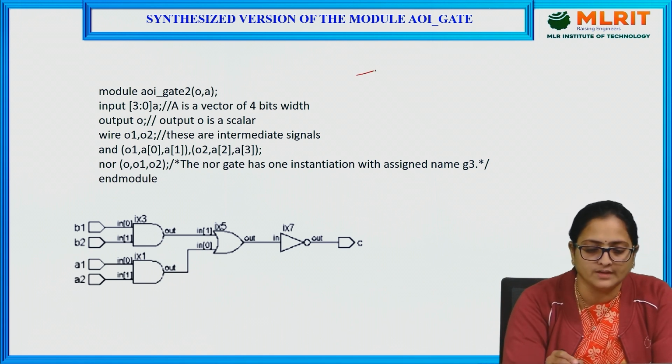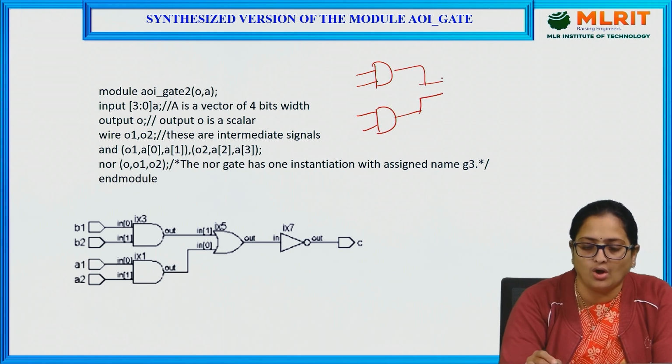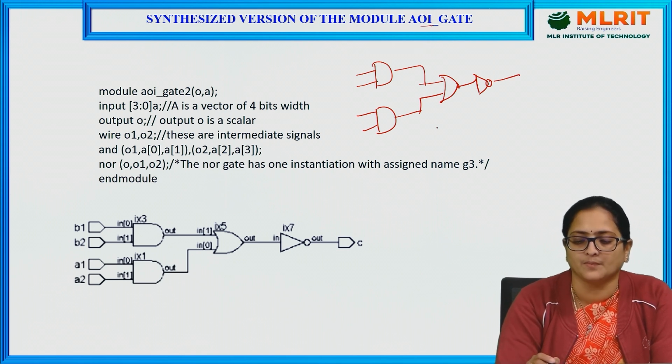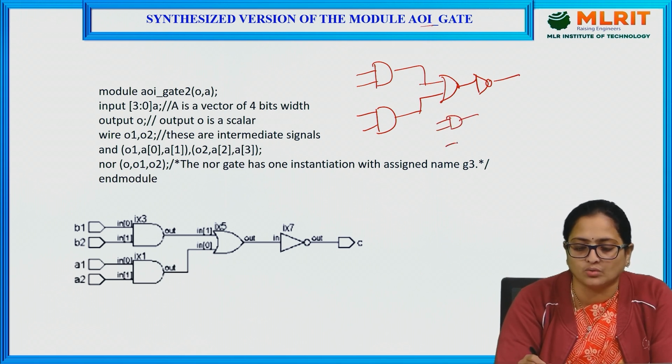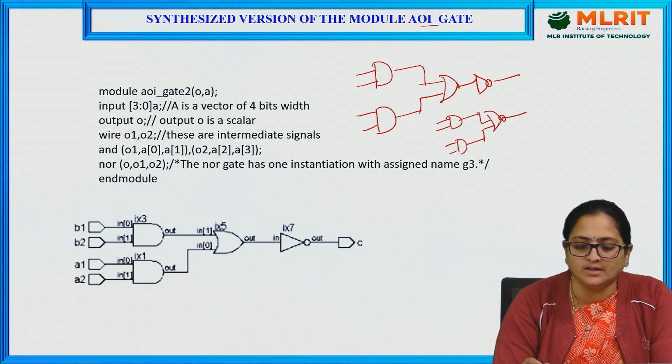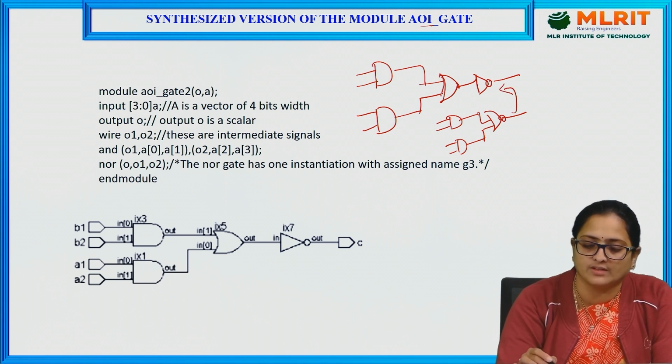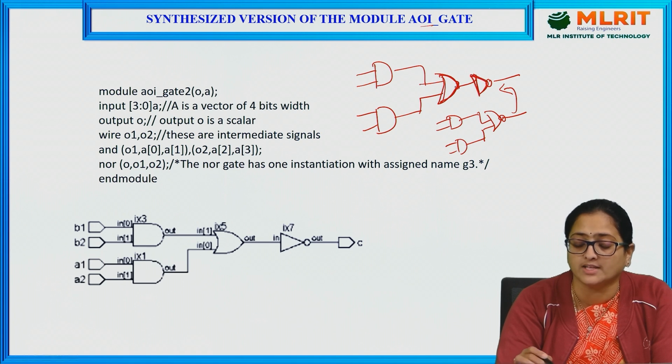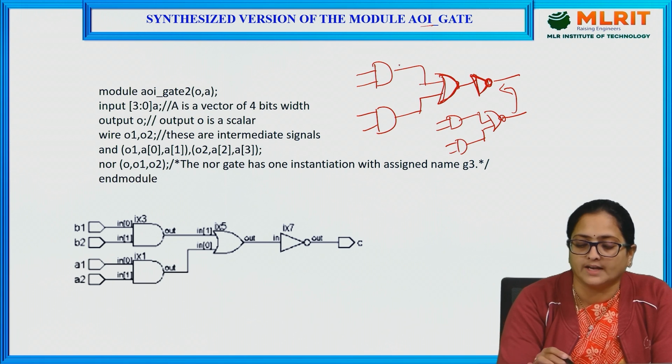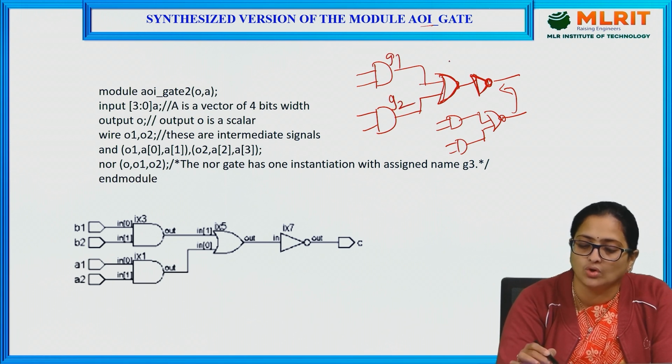Next, the synthesized version of the module AOI gate. Just now we saw AND, OR, inverter. This is the actual circuit according to the name. We simplified the circuit like an AND gate with a NOR gate. So here the same circuit is elaborated or synthesized with the actual OR gate with NOT. AND gate G1, AND gate G2, OR gate G3, NOT gate G4.